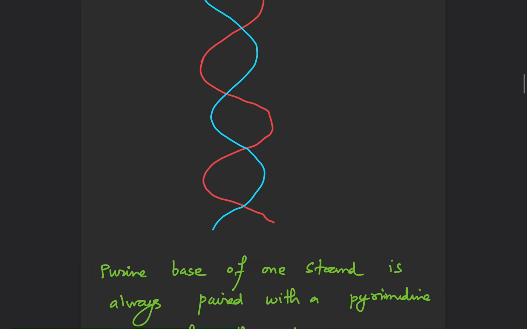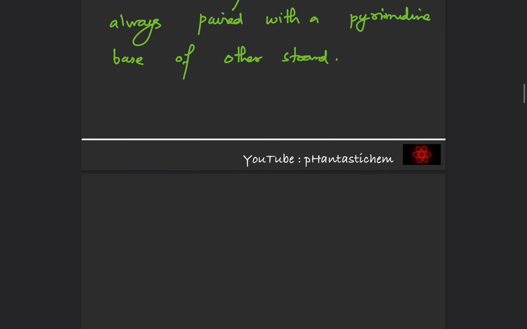Okay, and considering all the geometry and the number of hydrogen bonds that they can form, guanine is always paired to cytosine and vice versa, that is cytosine is always paired to guanine, and there will be three hydrogen bonds between them always. Similarly, adenine is always paired to thymine and vice versa, that is thymine is always paired to adenine, through two hydrogen bonds.